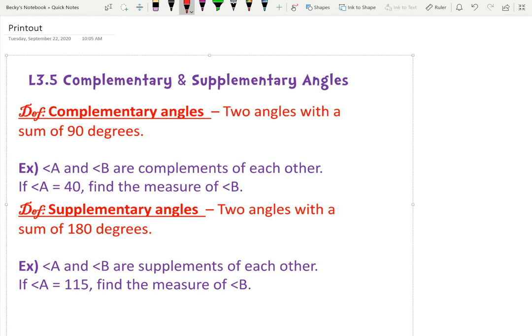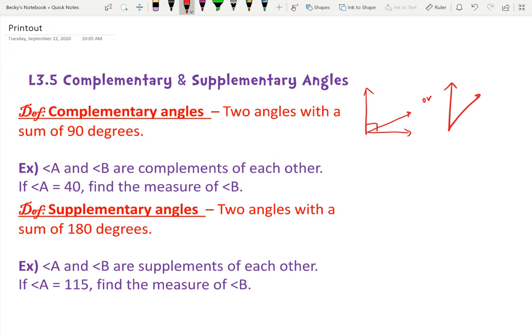The angles do not have to be adjacent. So what I mean is these two angles could essentially look like this, where these are adjacent. They share a side and a vertex. Or they could be non-adjacent, where together they have a sum of 90. So either way, it's the same, they're both complementary.